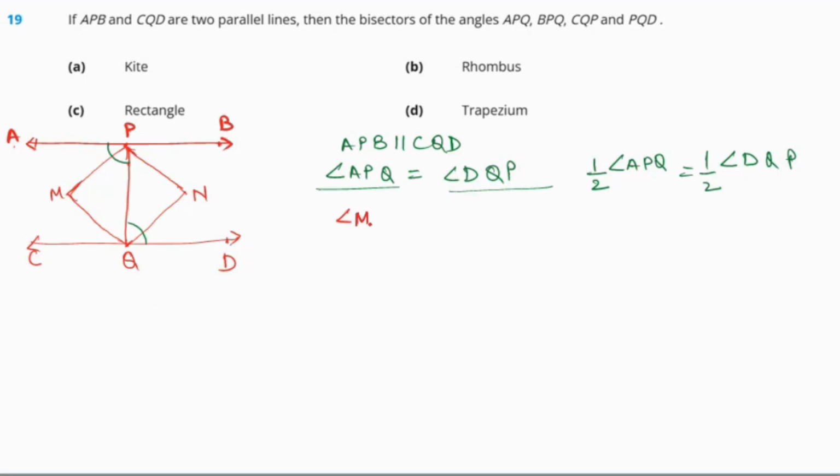So according to this, MPQ will also be equal to NQP. NQP, this part. Okay, so this angle should also be equal to this angle. Correct. And if this angle is equal to this angle, which means these two lines are parallel. Okay, which means line PM will be parallel to QN. Correct. Line PM should be parallel to QN. Correct. Understood. So this needs to happen only.